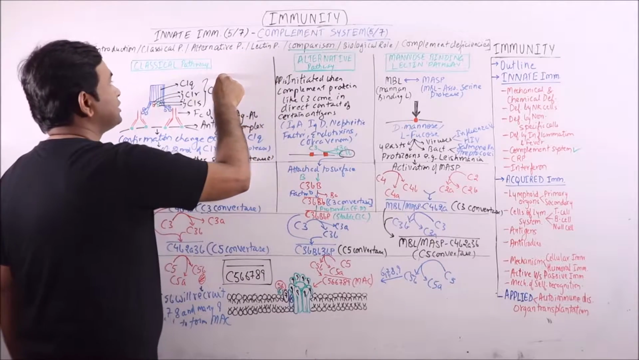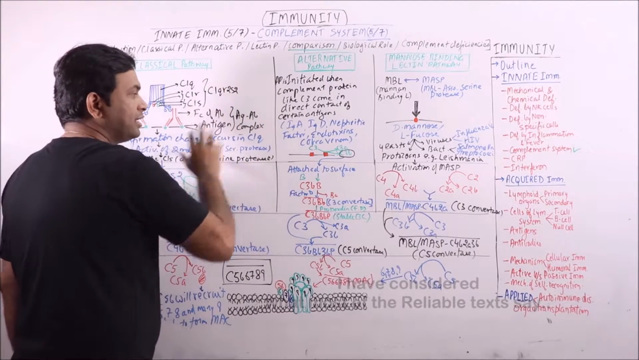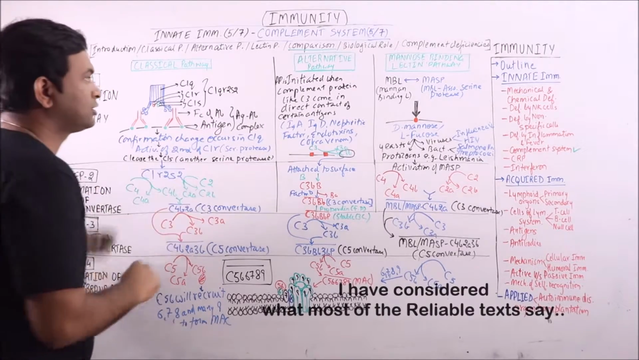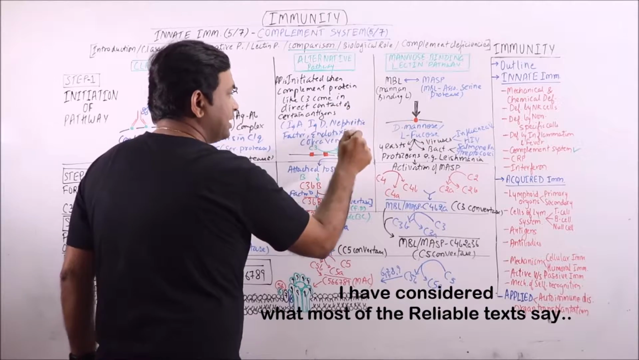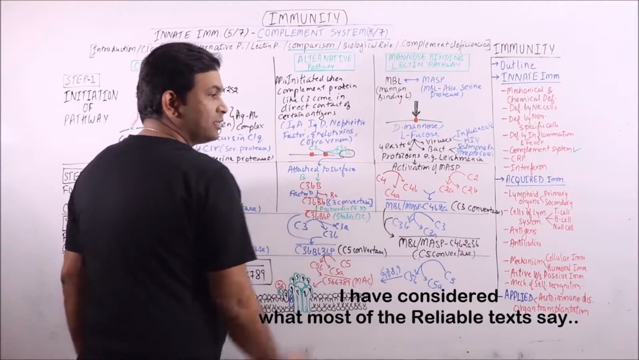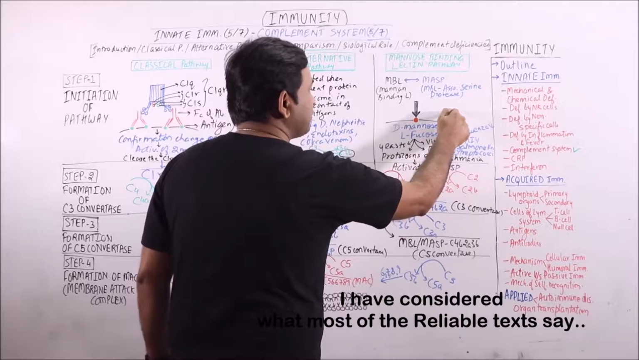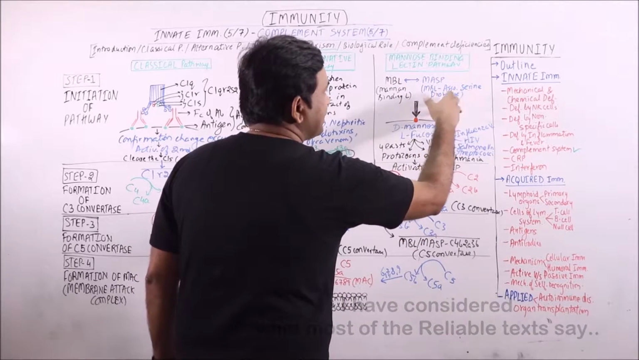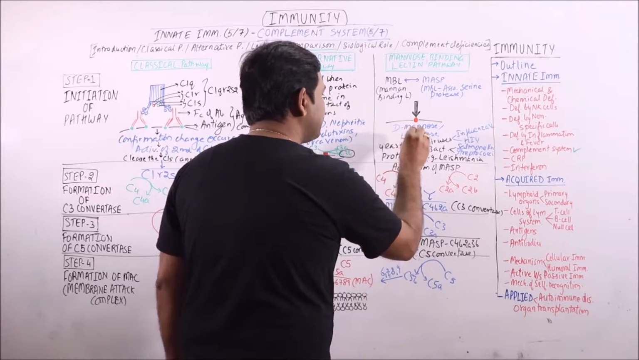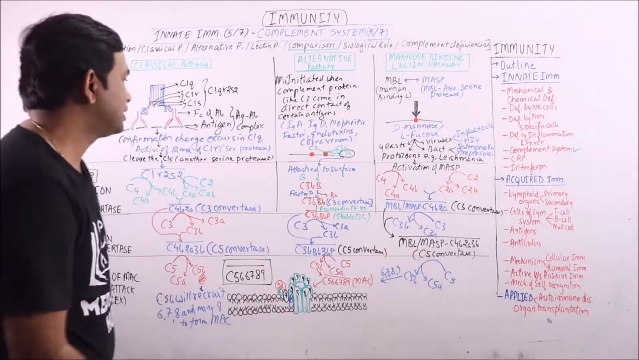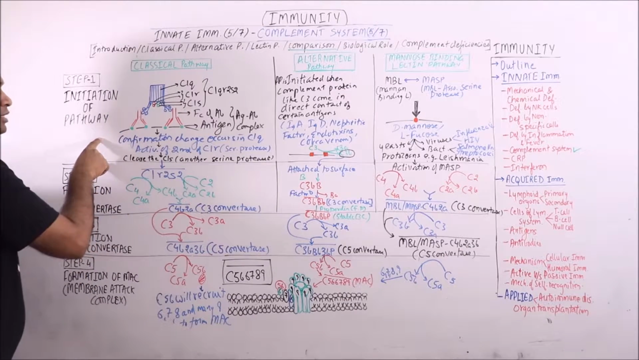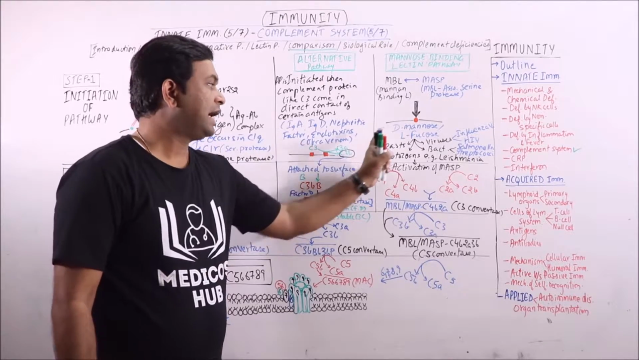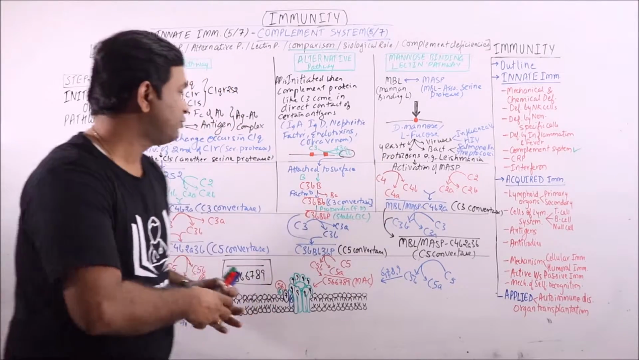Now initiation: the classical pathway is initiated only by interaction of complement with antigen antibody complex. The alternative pathway is initiated by interaction of complement with antigens. The lectin pathway is initiated when the mannose binding lectin and the MASP complex interacts with certain carbohydrate residues on the plasma membrane. The first complement to participate is C1 in the classical pathway, C3 in the alternative pathway and C4 in the lectin pathway.